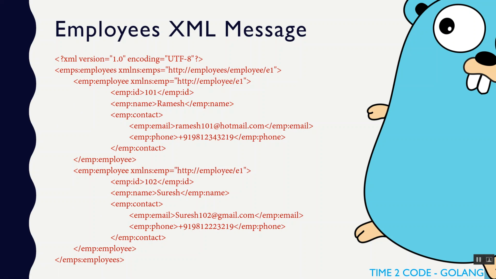and which is again a complex type. It has its own elements like ID, name, contact, and contact is again a complex type which has email and phone number. The second employee also has the same elements. First employee ID is 101 and name is Ramesh, whereas second employee ID is 102 and name is Suresh. So we are going to read this data and print it by using Golang.